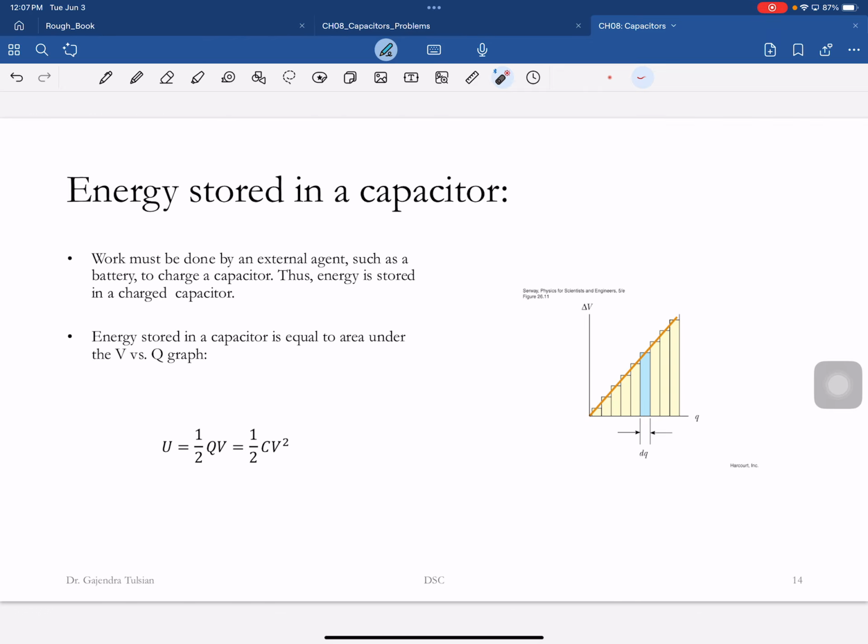So, work must be done by an external agent such as a battery to charge a capacitor. This energy is stored in the capacitor. And here's how much energy is stored in the capacitor. 1/2 CV squared. C is the capacitance of the capacitor, and V is the voltage to which you charge it. It's also equal to 1/2 Q times V.